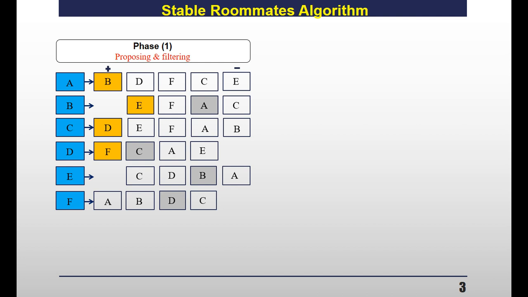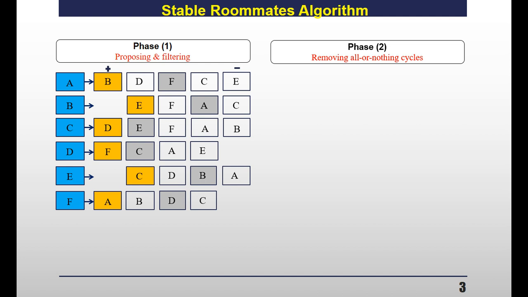So E goes to the next preferred one, and makes a proposal to user C. So C accepts, holds the proposal from E and waits. Go to user F, which makes a proposal to A, and A holds the proposal from F. In this step, we can find that every user makes a proposal and holds a proposal from another. So go to the next phase called removing all-or-nothing cycles.